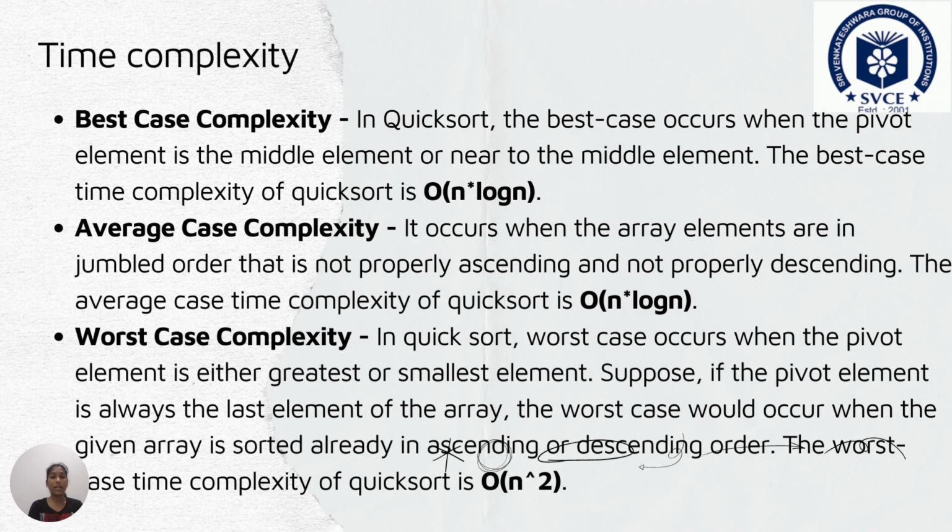Worst case complexity. In quicksort, the worst case occurs when the pivot element is either the greatest or the smallest element. Suppose the pivot element is always the last element of the array; the worst case would occur when the given array is already sorted in ascending or descending order. The worst case time complexity of quicksort is n square.